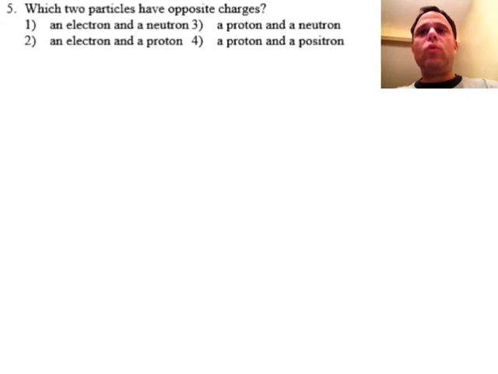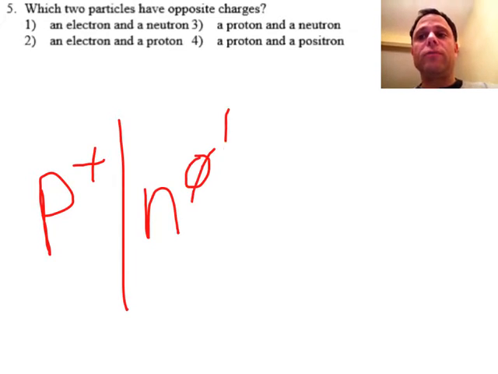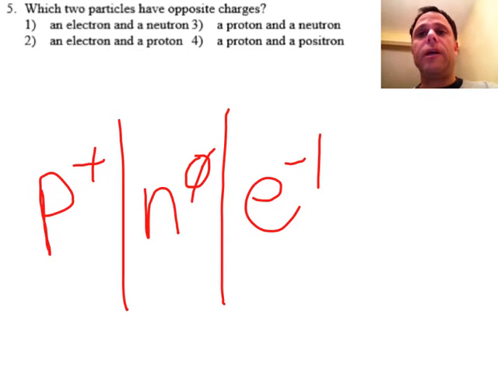Number 5, which two particles have opposite charges? Well, let me write down those symbols again for you. Proton positive, neutron neutral, electron negative.